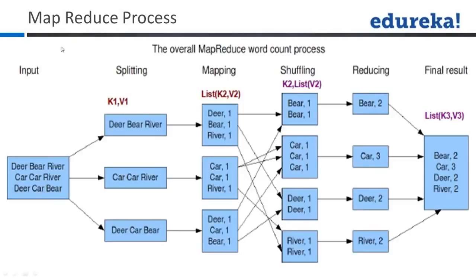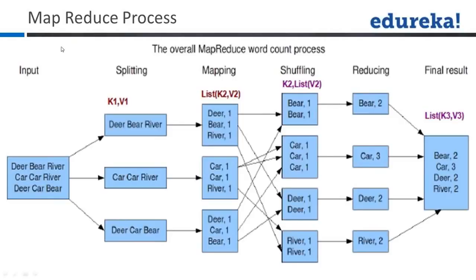Now, this is the key, this is the value. So what we have done till now is that deer is the key, 1 is the value. Bear is the key, 1 is the value. River is the key, 1 is the value. In this record, car is the key, 1 is the value. Another time car comes, I write once again. And then we write deer, car, bear as values here.